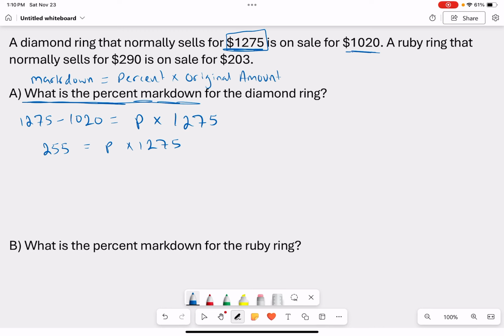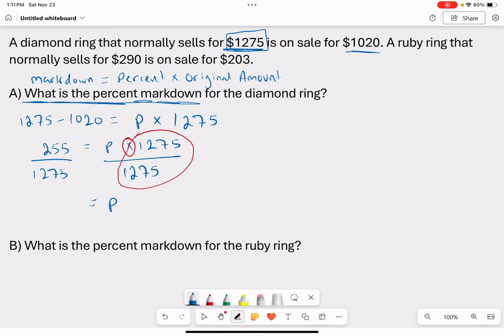Now, how can we get rid of the 1,275? I don't want it to be multiplied by the P. In order to isolate the P, you're going to need to do the inverse operation. Well, it's being multiplied, so what we need to do is divide both sides by that number, 1,275. So 1,275 divided by 1,275 is just equal to 1, so we are just left with 1P.